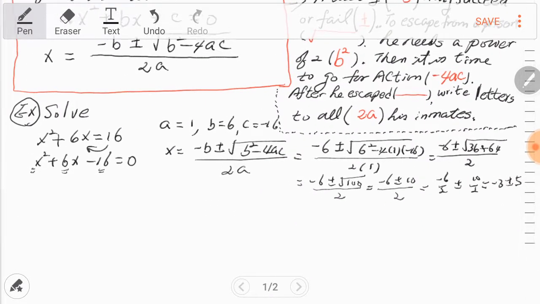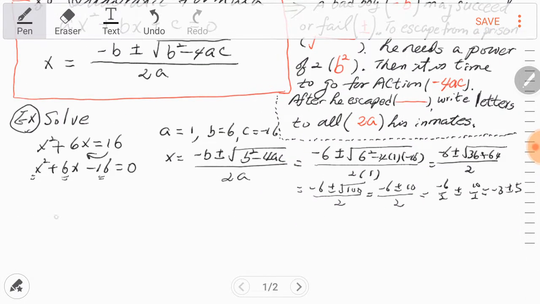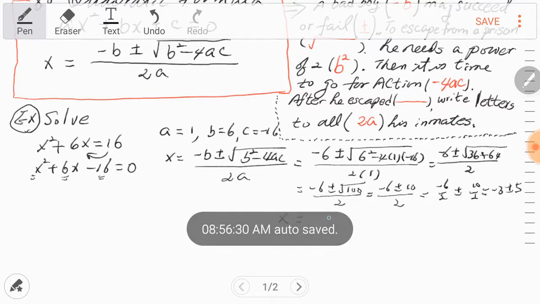So the solution is either, okay, let me write it here. Negative 3 plus 5. So x equals, going all the way like this, x equals negative 3 plus 5.